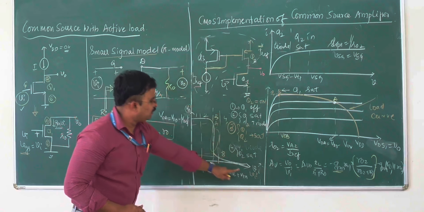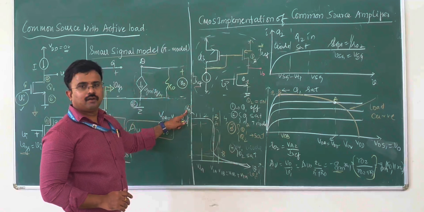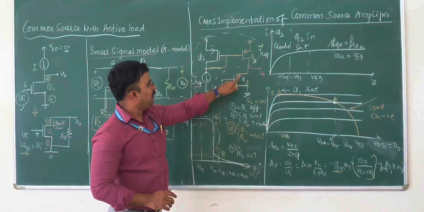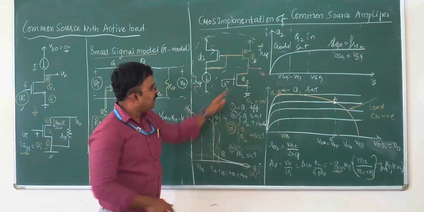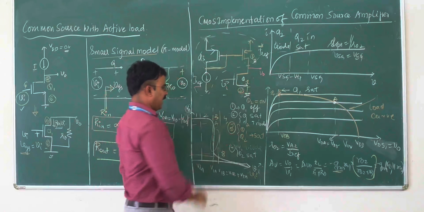Now, the transfer curve is nothing but Vi versus Vout. Here Q2 is the load, and Q1 is the transistor in the common source configuration, which is an NMOS.